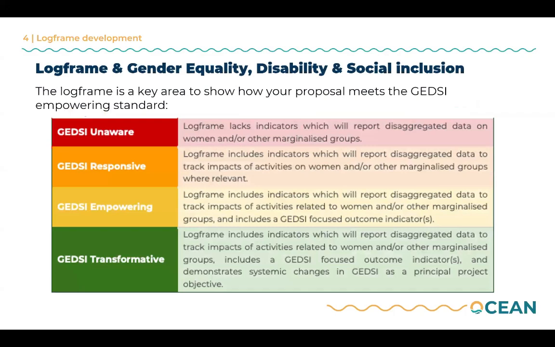So just to come back to JEDC, the log frame is really a key area where you can show how your proposal meets the JEDC empowering standard. So have a look in the MEL guidance, and there's some tips there, but to help get your log frame to be JEDC empowering, think about creating indicators that are planning to report disaggregated data to track your impacts of activities related to women and other marginalized groups. And you could also consider including a JEDC-focused outcome indicator and output indicator.